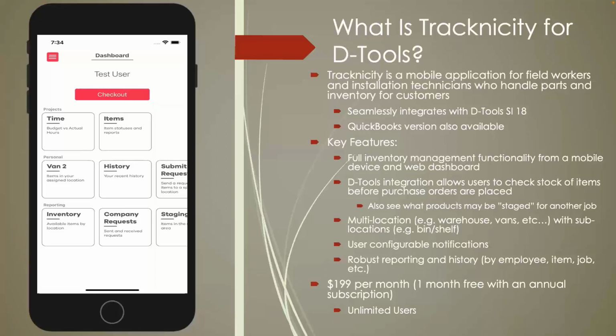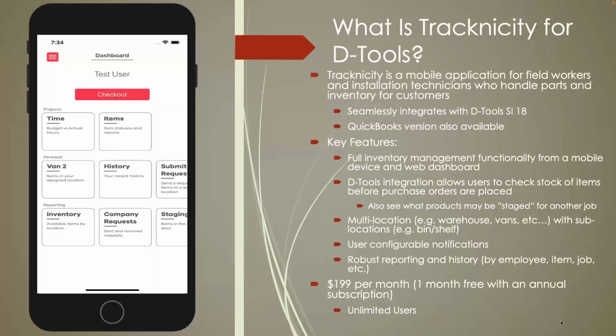of Tracknicity for DTools. Tracknicity for DTools is a full inventory management function that works from both a web dashboard as well as any mobile device, any Android or iOS mobile device. The DTools integration allows users a number of different things, which I'll show you here. Primarily, you can see when you're going in to check an item for a project, you can check stock before you place a purchase order to see if you have that item in stock. You can also quickly and easily see in SI what products might be staged. So if you want to rob Peter to pay Paul for another job, you can do that.